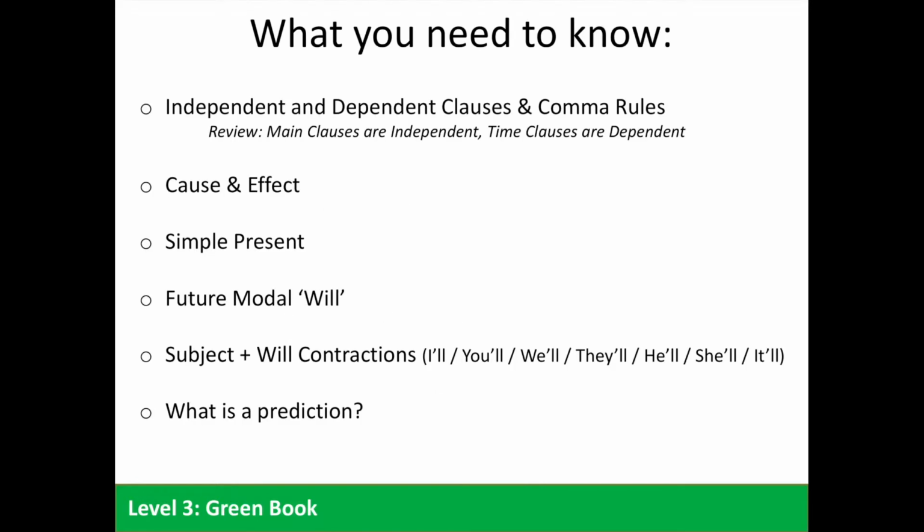Let's begin. To better understand this lesson, you'll need to remember a few things. First, you need to know what independent and dependent clauses are, as well as the comma rules. You'll also need to know what cause and effect are, as well as how to use the simple present tense. You'll also need to remember how to use the future modal will, as well as subject and will contractions. You also need to know what a prediction is. If you don't know any of these things, take a moment to review them and then come back.